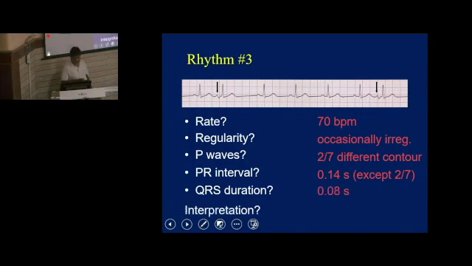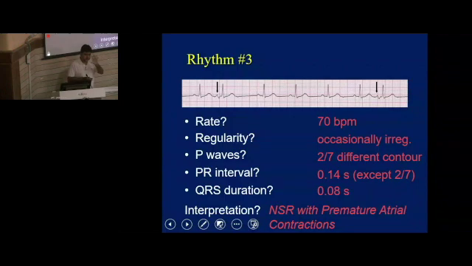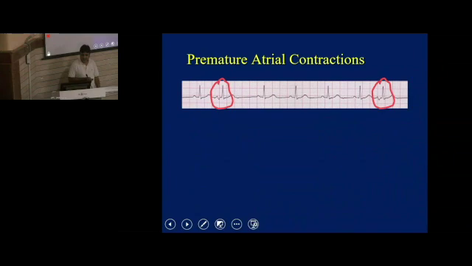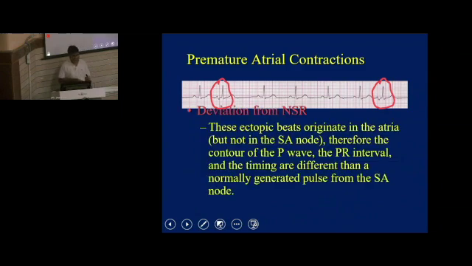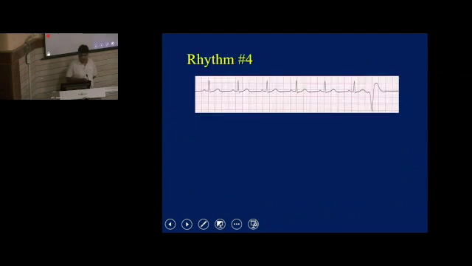So our diagnosis is, what, NSR? Normal sinus rhythm. It is otherwise normal. Normal sinus rhythm with some premature atrial contractions. Is that okay? So this is how you diagnose PACs from an ECG. Look at this, this also shows premature atrial contraction, right? So these ectopic beats originate in the atria, but not from the SA node. The SA node would have given a normal sinus rhythm. Therefore the contour of the P wave, the PR interval, and the timing are different from a normally generated impulse from the SA node. Is that clear? Okay.